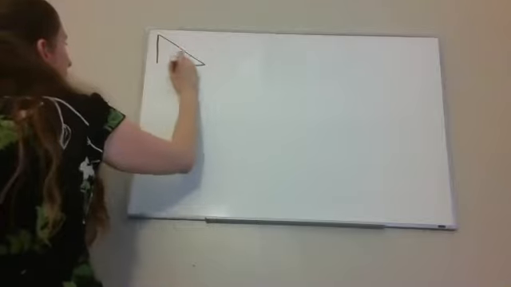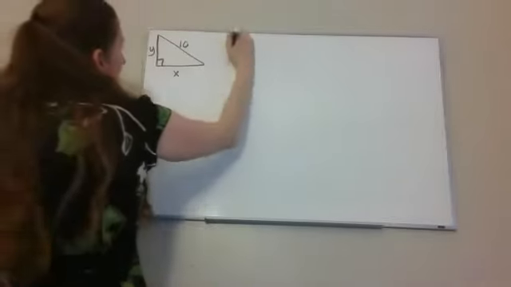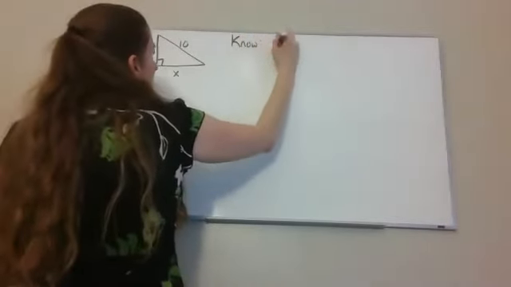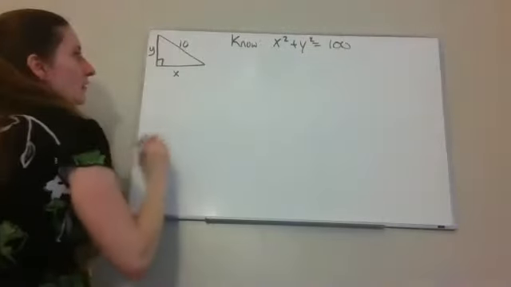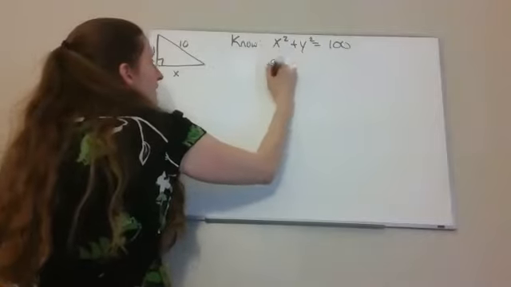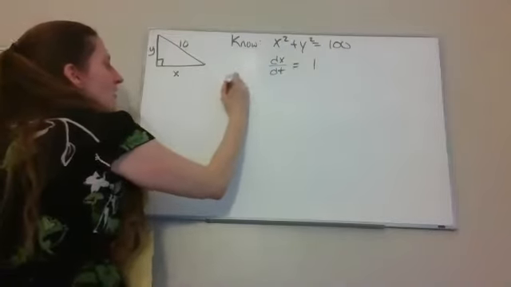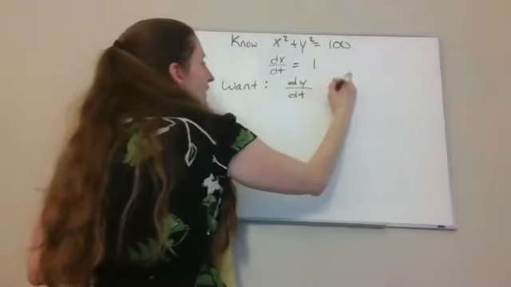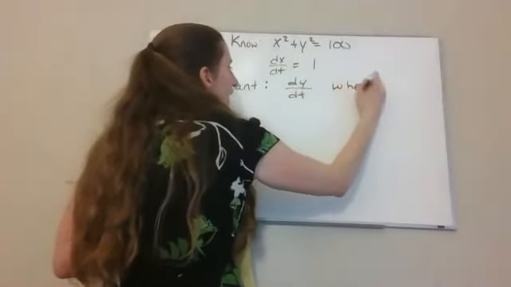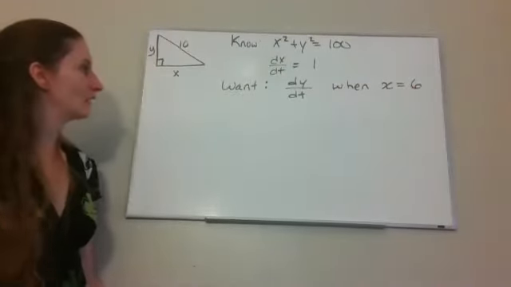So again, here's the picture in case you need it. y, x, this is 10. Things that we know is x squared plus y squared equals 100 from our Pythagorean theorem. We also know that dx dt is 1 foot per second. And what do we want to find? We want to know what dy dt is when the bottom of the ladder is 6 feet away. So when x equals 6.